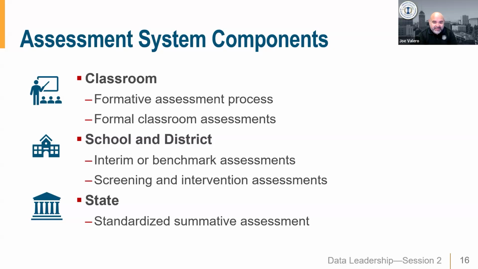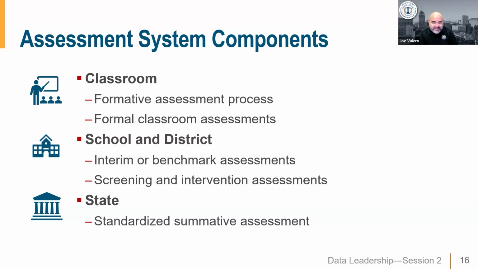As you may recall from session 1 yesterday, there are different components that make up an assessment system. And so these are going to include classroom assessments, such as the formative assessment process, and formal classroom assessments. Examples of that could be curriculum embedded assessments. We also have school and district assessments, such as interim or benchmark assessments. Those could include CAASPP and ELPAC interim assessments, and screening and intervention assessments, such as initial ELPAC and screeners for reading difficulties. And we also have state assessments, such as standardized summative assessments. Those could, once again, include CAASPP and ELPAC summative assessments.